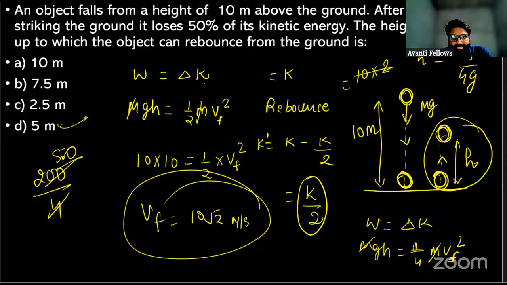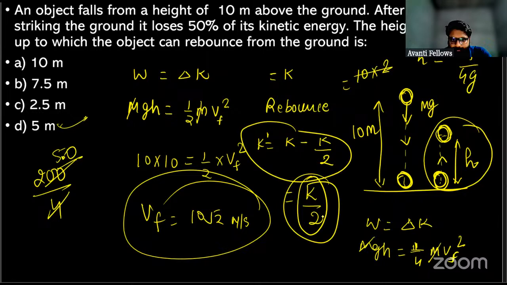Work done is change in kinetic energy. Initial kinetic energy is 0. Final is half m v final square. M and M got cancelled out. g is 10 meters per second square, h is also 10. 10 into 10 is 100. It will become 200, so v final square is 200 only. Then after rebound, the change in kinetic energy is K minus K by 2, 50%. So it starts its motion with K by 2. Okay, I got this.